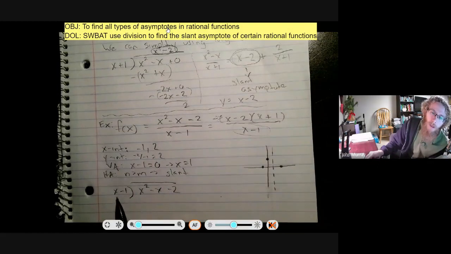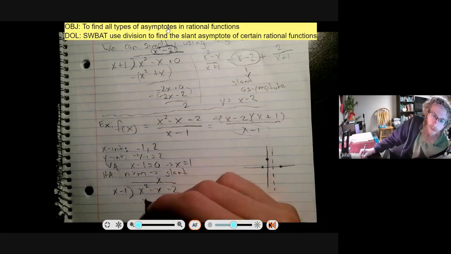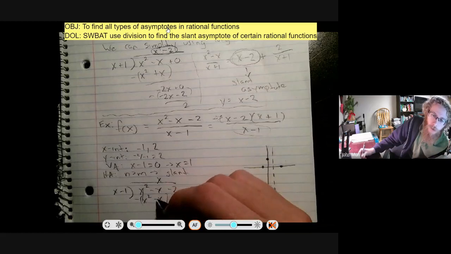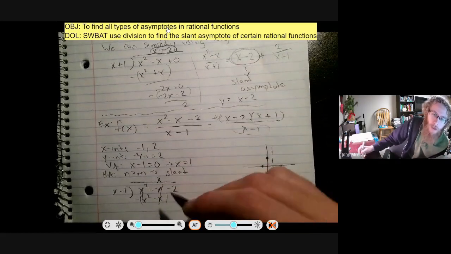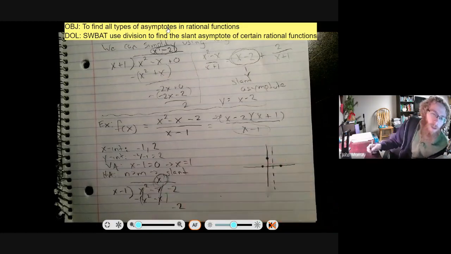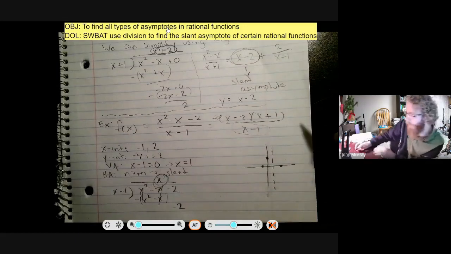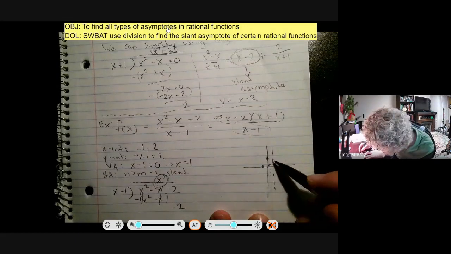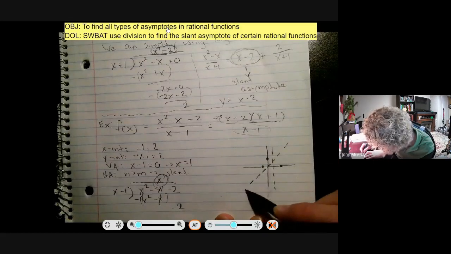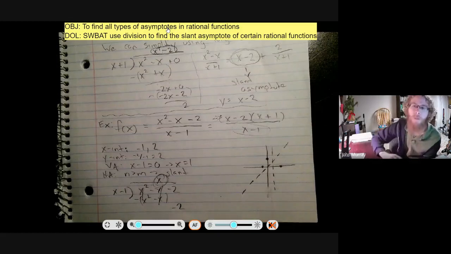All right, so x minus 1, to get to look like x squared, we will multiply by x. So this cancels out, and this cancels out. So we're left with -2. So my slant asymptote is just the line y equals x. So that's going to go through the origin, with a slope of 1.